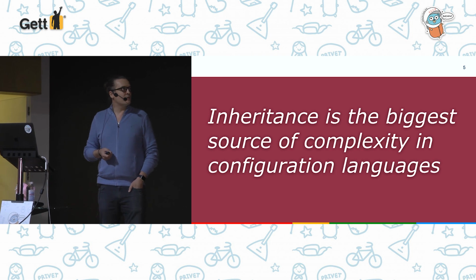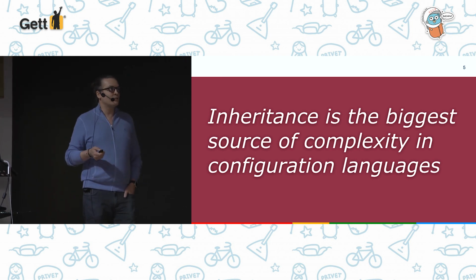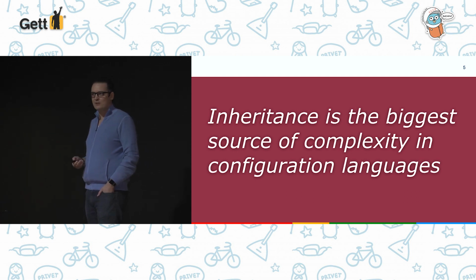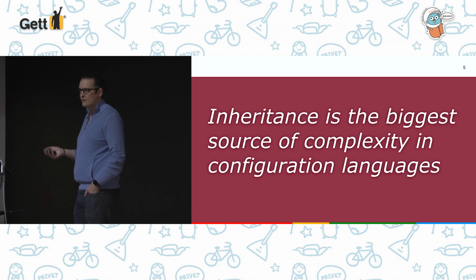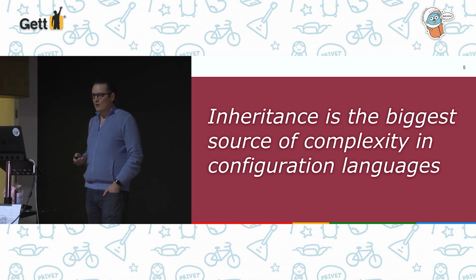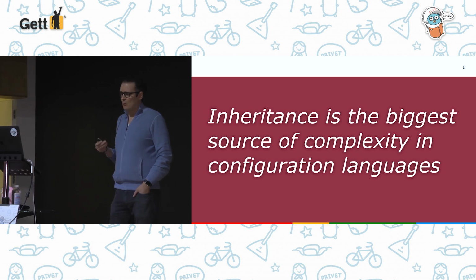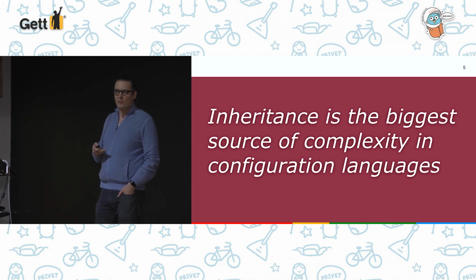The other problem is inheritance. It actually turns out that inheritance is one of the biggest sources of complexity in these languages. Inheritance can mean many different things. With that, I also mean overrides and things like that. But it actually causes a lot of complexity. And more importantly, it prevents automation.